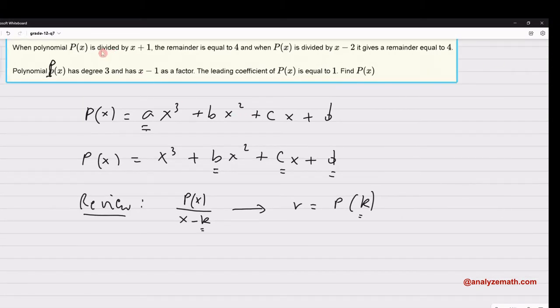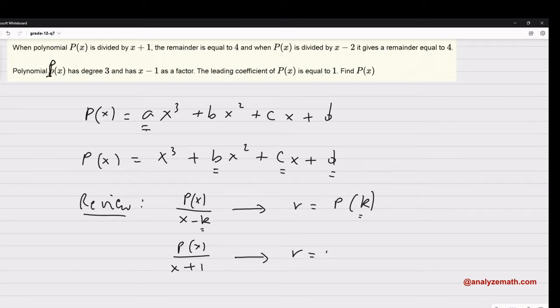Good. So let's use the first piece of information. Now p of x divided by x plus 1, I'm using this information here. The remainder is 4. So the remainder is equal to 4, but according to the theorem, it's equal to p of minus 1. Now this is k, x minus k. So k is equal to minus 1 when you compare plus 1 with minus k.